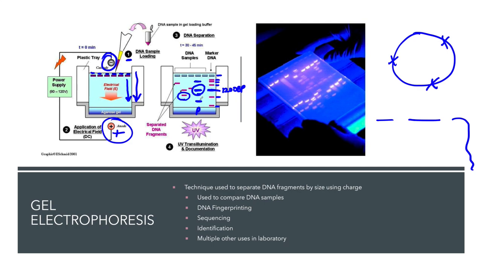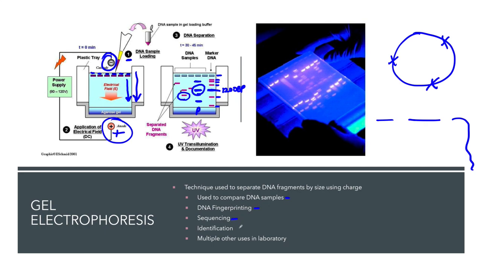So gel electrophoresis is used for a lot of different things. I can use it to compare DNA samples from multiple organisms. I can use it to carry out a process known as DNA fingerprinting, which is what's used in forensics when they're comparing DNA from a crime scene to a victim and to suspects. I can use it to sequence DNA.